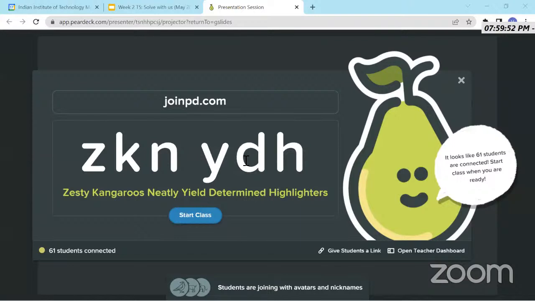ZKNYDH. So as of now, you could have understood there are 3 sessions. This is like the normal 3 sessions which always happen, and this is one session, which is solve with us. This is your first session. For your information, there are 3 sessions: one is the activity session, another is called the practice session or open session, and third is this thing, solve with us sessions. In solve with us, you basically solve with us.